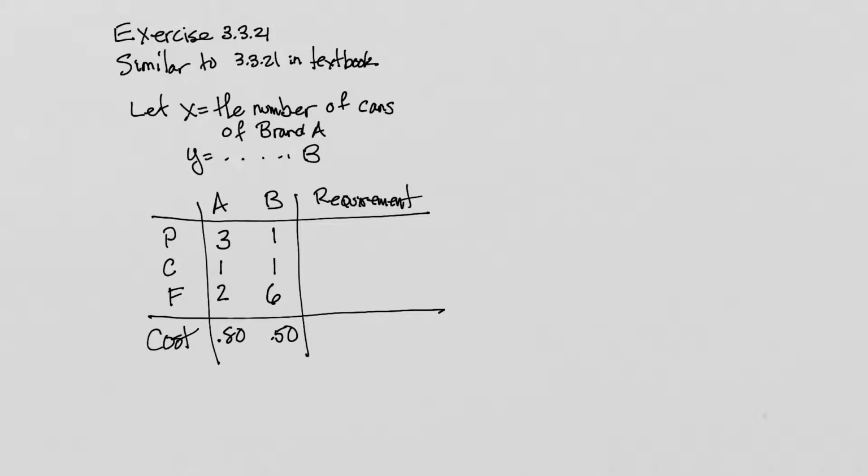And the requirements, I'm going to leave a little space here: protein is 6 units, 4 units of carbs, 12 units of fat. That's a requirement, so that's the minimum requirement. So we're going to have to go greater than or equal to. We need at least 6, at least 4, at least 12.